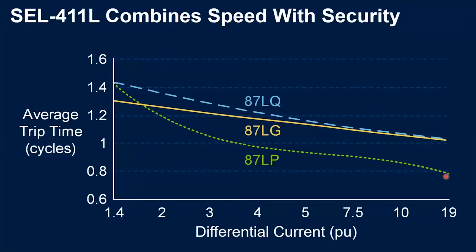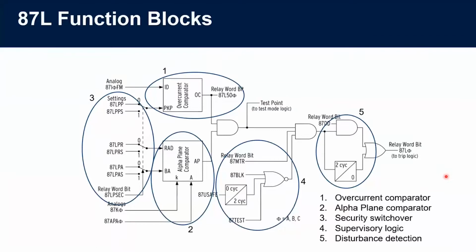Let's see also how this works, because when we talk about the alpha plane, we talk about the operation region, but the differential element per se has some other checks to do, okay, to perform the trip. So this is the differential element implemented in the 411L. Let's go one by one. Here we have the overcurrent comparator, because even if we have the alpha plane, we still have a minimum differential current to operate. Okay, so this is the overcurrent comparator. We have the alpha plane, which is the one we have been seeing this time.